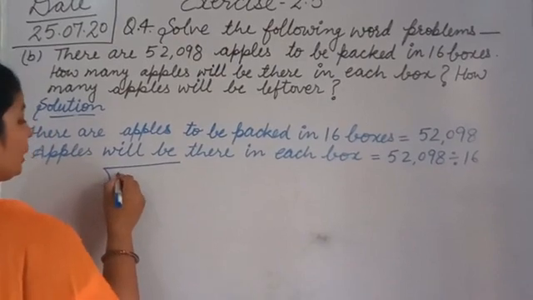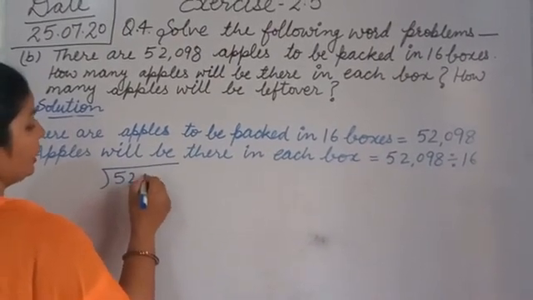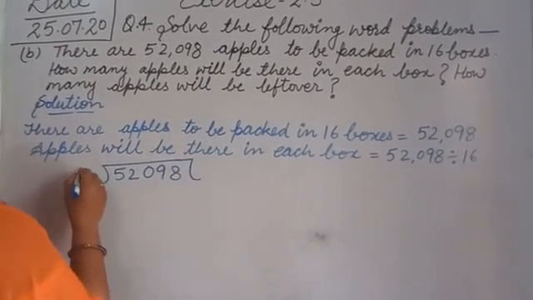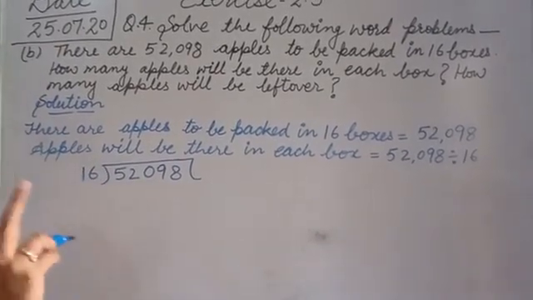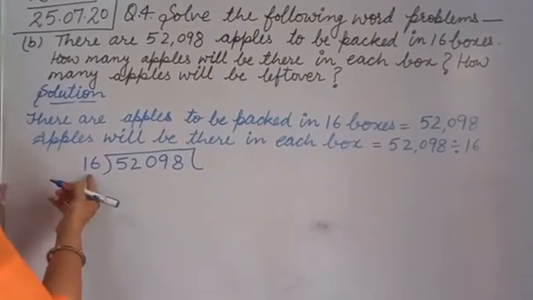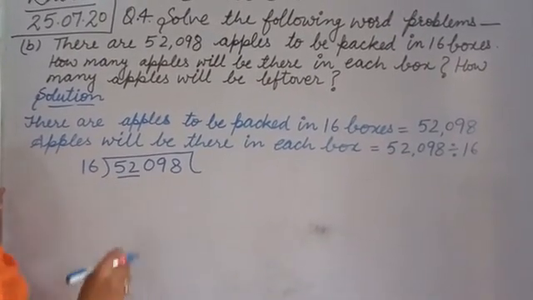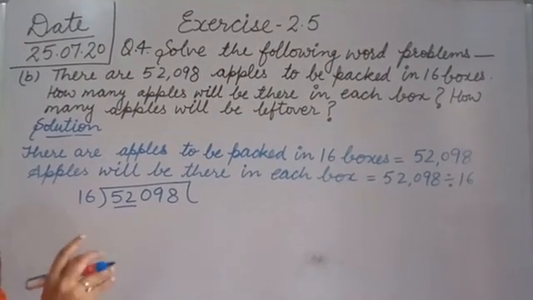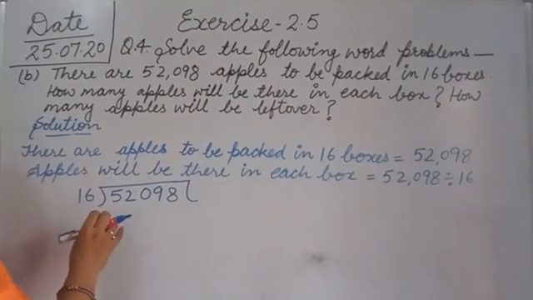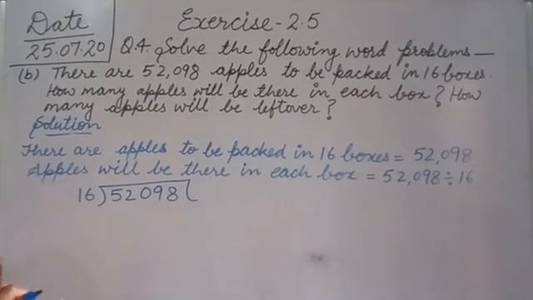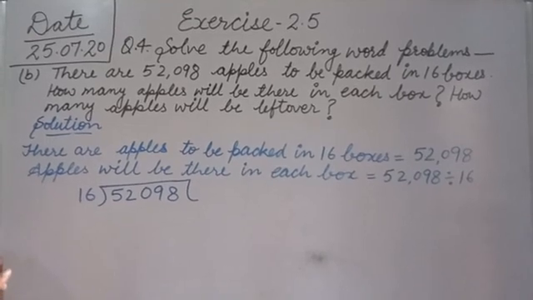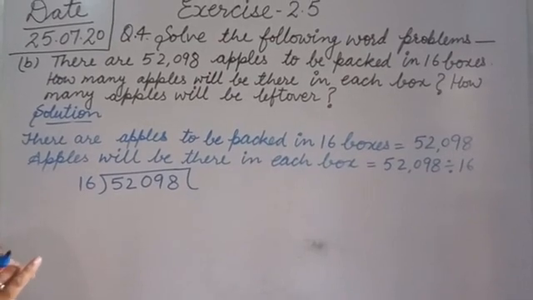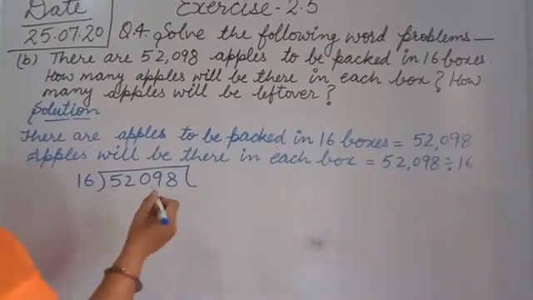Now 52,098 divided by 16. Now in 16 how many digits? 2. So 2 digits are there, so inside also 2 digits. In 2 digits what do we have? 52. It is greater than 16. So we take only 2 digits. Now we recite the table of 16 where we have 52. So we know that in the 16 table we don't have 52. So where will we take? 16 ones are 16, 16 twos are 32 and 16 threes are 48. So we take on the 3 number.